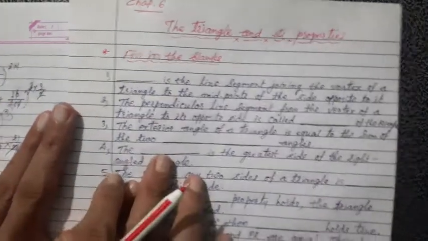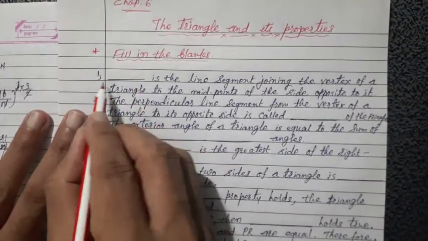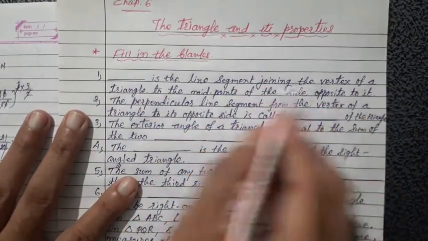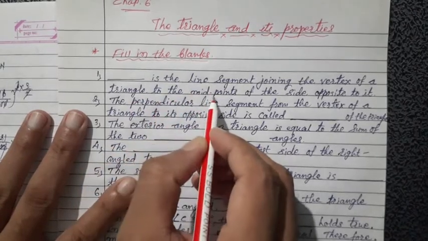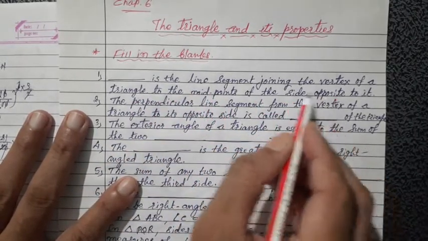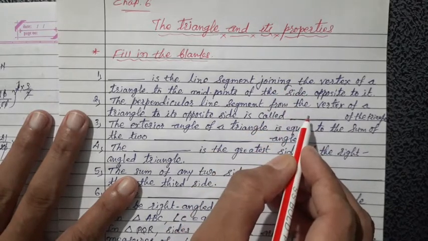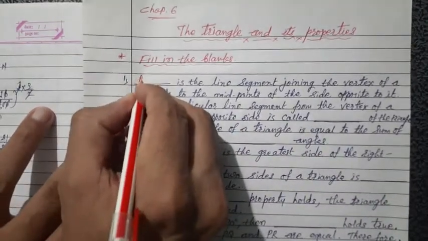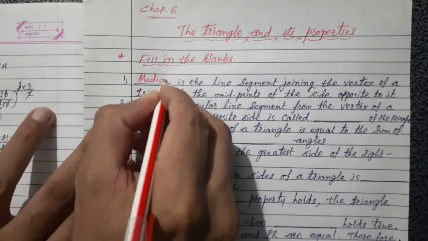Some blanks are there. Okay, first one is: dash is the line segment joining the vertex of a triangle to the midpoint of the side opposite it. Means vertex to midpoint of opposite side, that is called median. Okay, that is median.